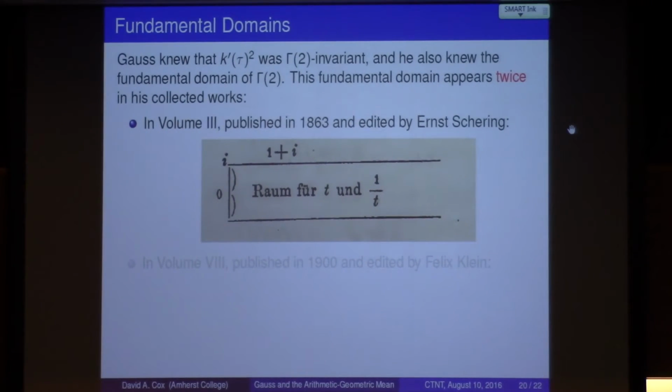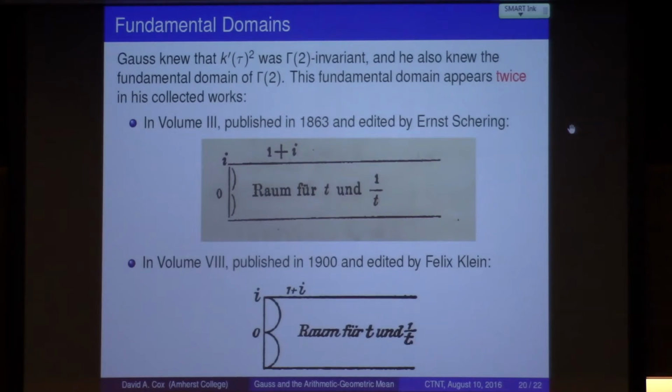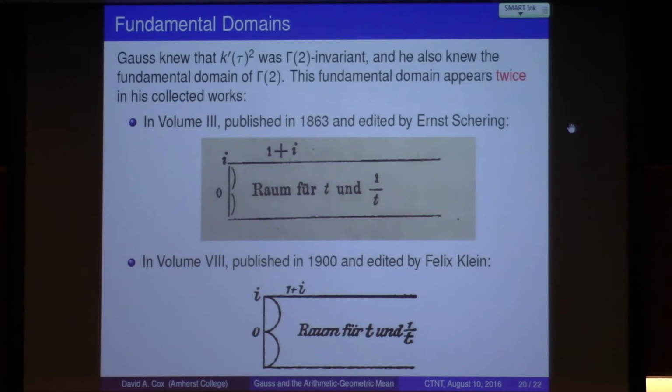It took a long time for math to catch up to Gauss. And so they fixed it in 1900. This is 45 years after he died. And now Felix Klein definitely knew what fundamental domains were. And so this is how the same picture appears. Now we really have the semicircles.